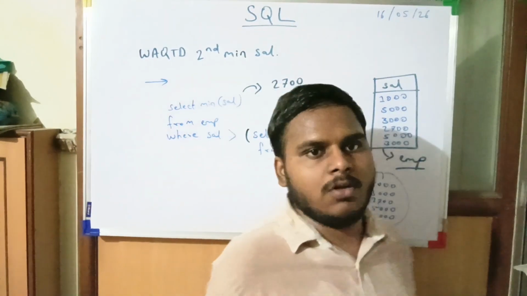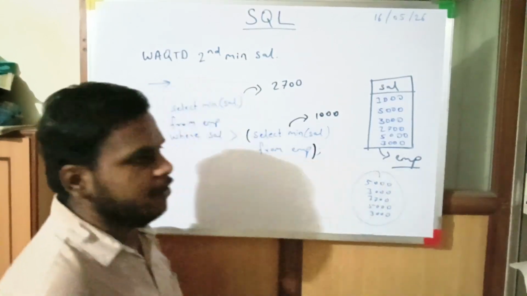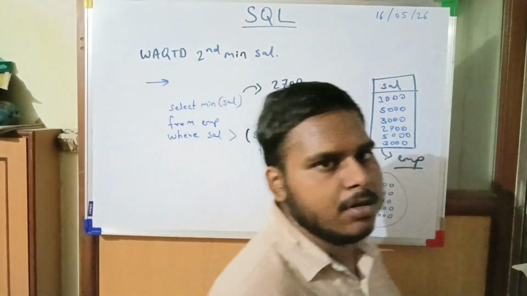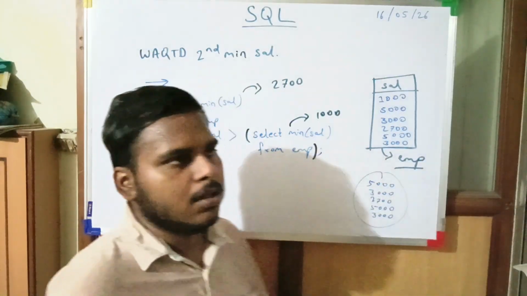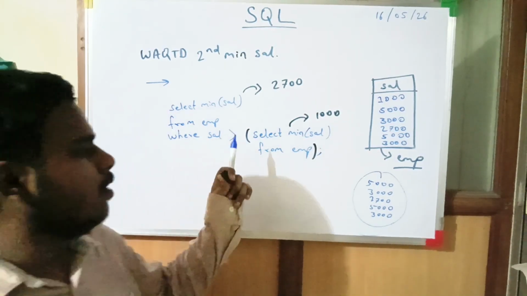This is how the query will work. First, the inner query will work. Inner query will give the output. The output of the inner query will be fetched as an input to the outer query. The outer query will filter out. Then the outer query will work and it will display the result.